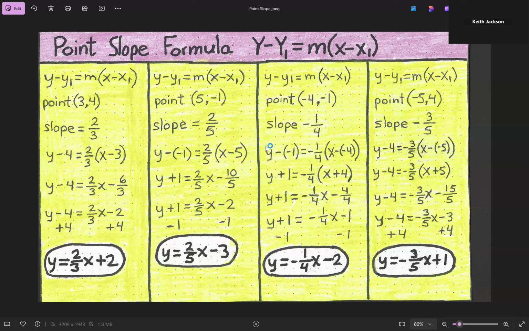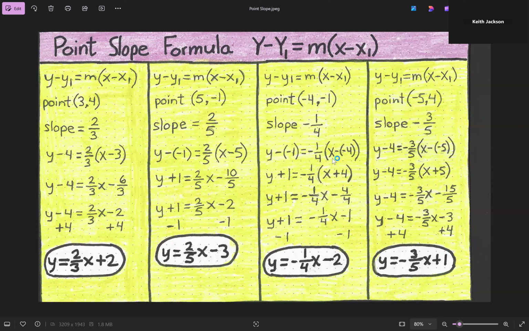And let's move on to our third example, in which we have as our point negative 4 comma negative 1, and our slope is negative 1/4. And we're just going to plug everything that you see here right here. We're going to plug in the negative 4 right here, and we're going to plug in our negative 1 right here. And we're going to distribute this negative 1/4 inside the parentheses.